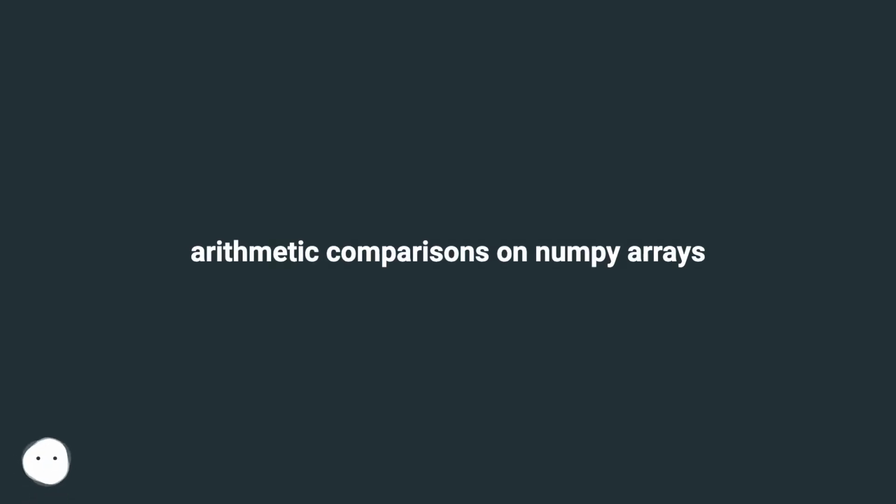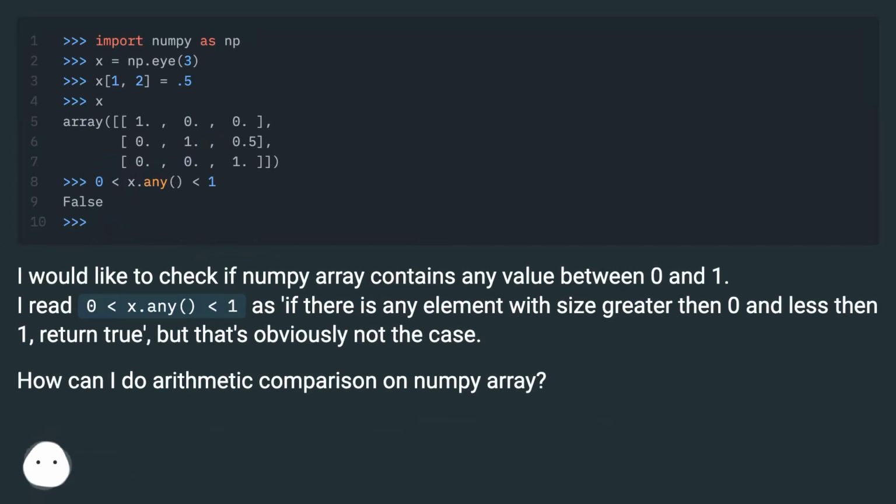Arithmetic comparisons on NumPy arrays. I would like to check if a NumPy array contains any value between 0 and 1. I wrote 0 < x.any() < 1, as in, if there is any element with size greater than 0 and less than 1, return true. But that's obviously not the case. How can I do arithmetic comparison on a NumPy array?